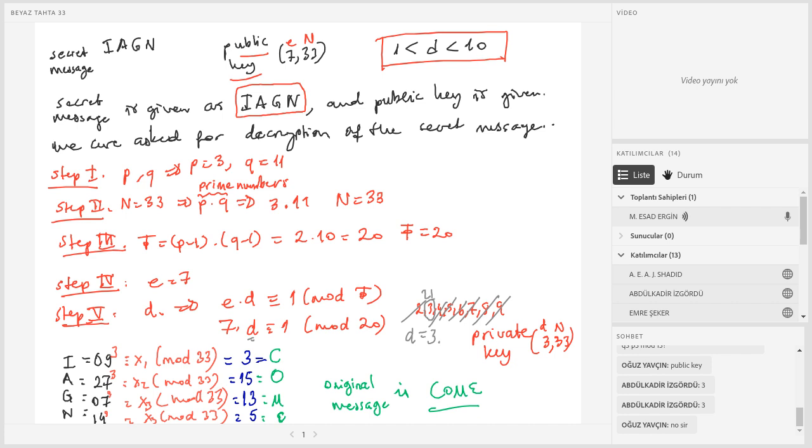Then after this, we are going to decide what E should be. E has to be co-prime with N, and also co-prime with the Euler totient. It means there should not be any greatest common divisor between E and the Euler totient, or E and N. Then you have to decide what D is, and D has to be an inverse of E in modulo Euler totient. Then you are going to use the public key and the private key.